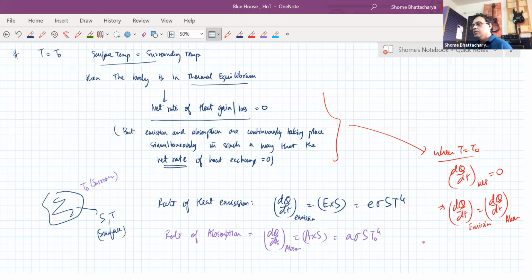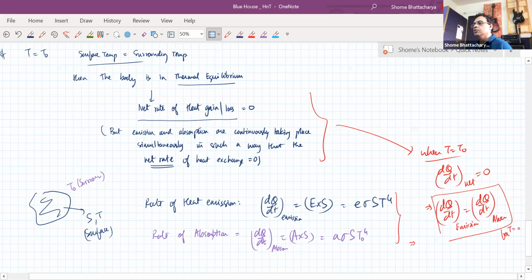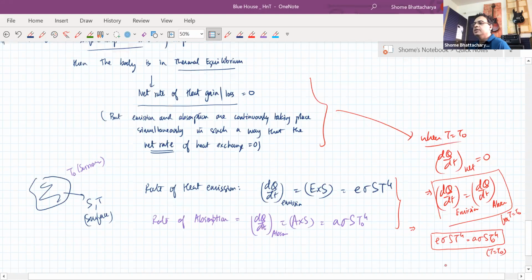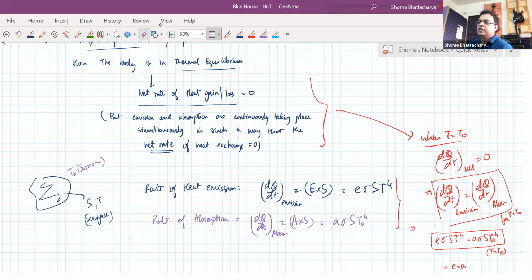So the condition now becomes this: the equation is satisfied when T is equal to T naught. So E sigma S into T raised to 4 should be equal to A sigma S into T naught raised to 4 for T equal to T naught. That means the emissivity must be equal to the absorptivity. This is the proof that the emissivity of any material is equal to its absorptivity.